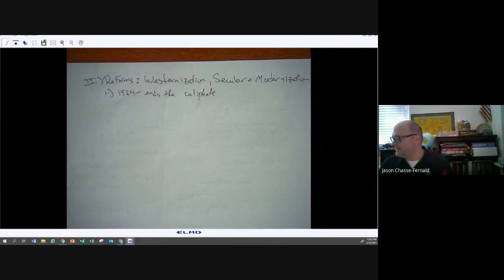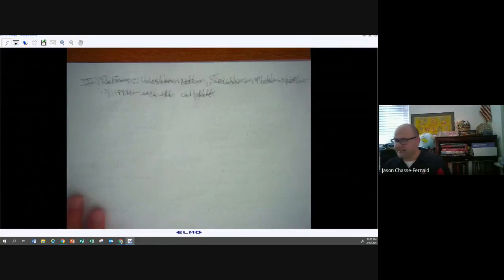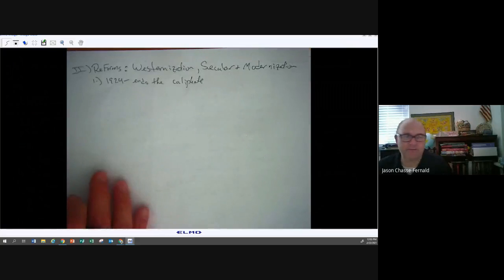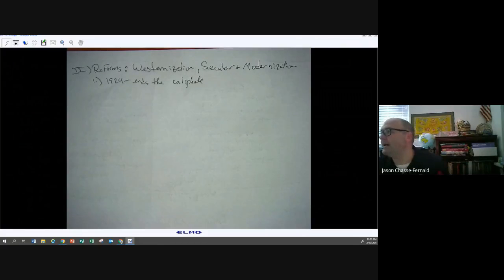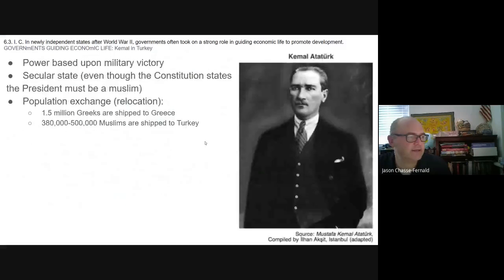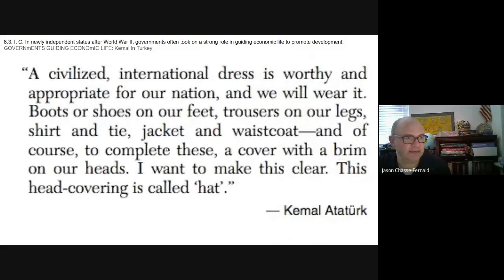Right, so this is big. This is a major reform that gets made. And then there's a whole host of others, and I'm going to swap back and forth here with you. All right, so we have a secular state, and I usually read this in class to mentally prepare what we're about to talk about.